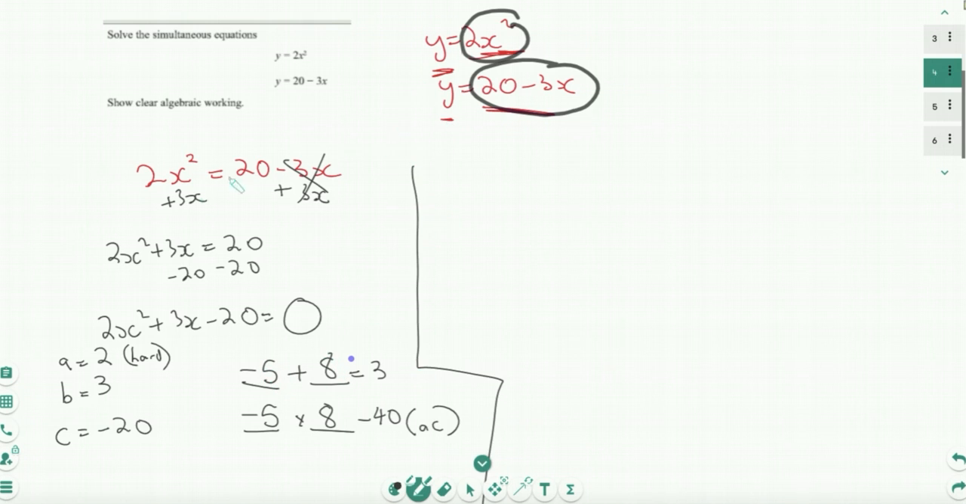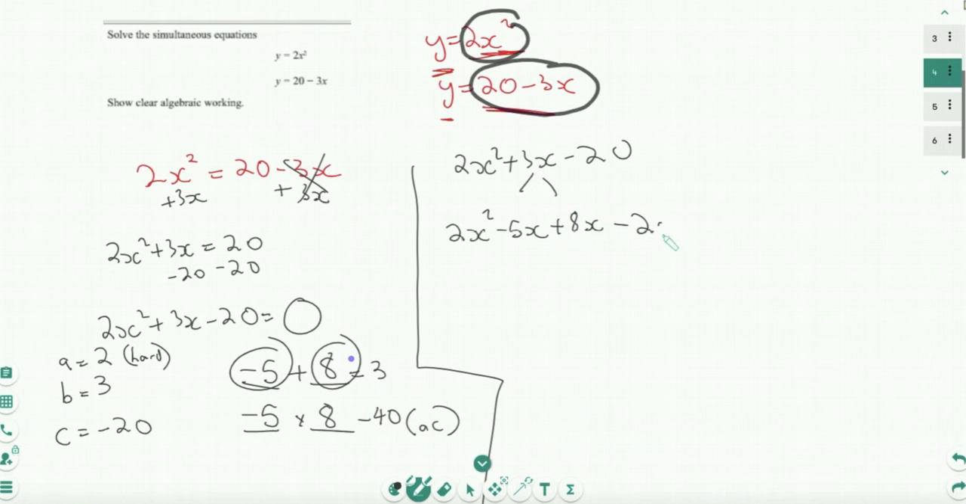So now I'll rewrite our quadratic. 2x squared plus 3x minus 20. And we're going to split the b term. So our a term stays the same, 2x squared. Our b term gets split up into negative 5x and positive 8x. And our c term stays the same. And we'll cut it in half. And we'll factorize both sides using common factors.